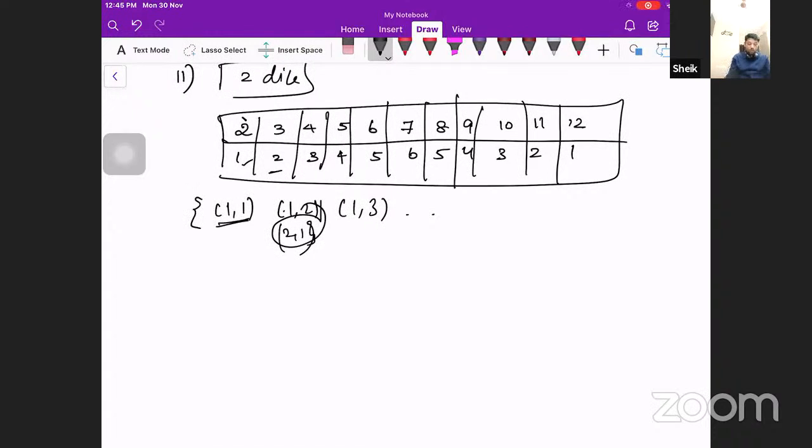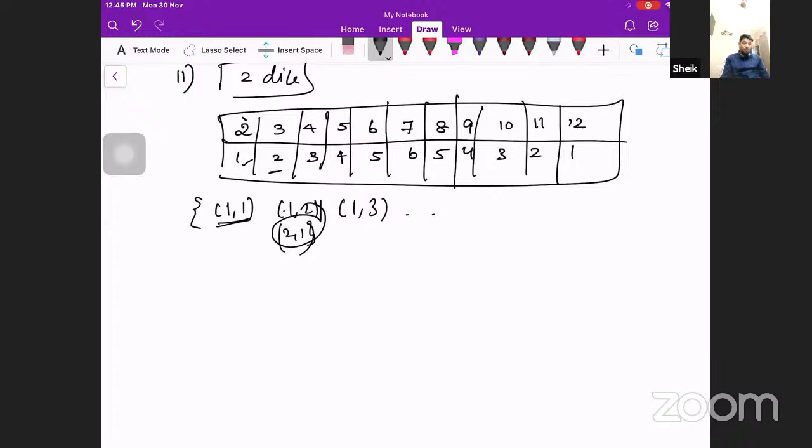When sum is 6, there are 5 possibilities. What are they? 1, 5. 2, 4. 3, 3. 4, 2. And 5, 1. So total there are 5 possibilities for sum 6. That's what I have written here.